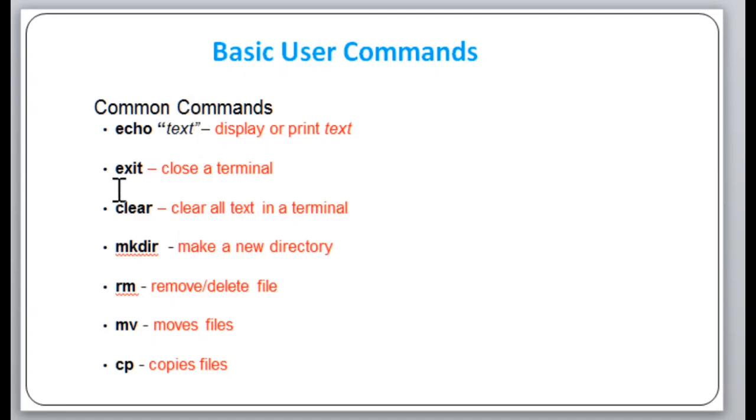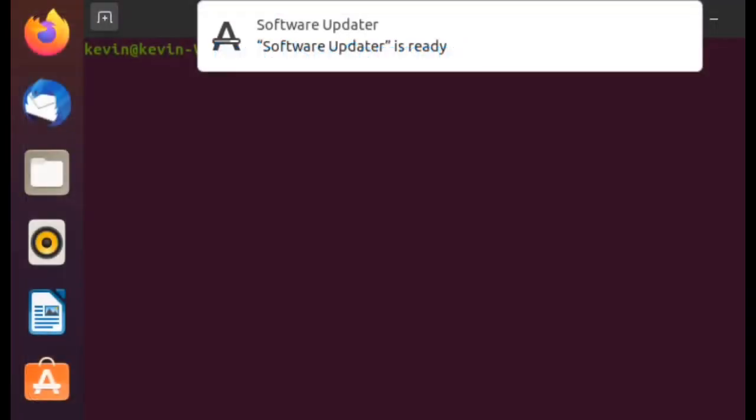Next we have exit, which is how you close the terminal. We have clear, which is going to clear all text in the terminal, or we can do Control L as a shorthand for that. We have mkdir, or make directory, which makes a new directory. We have rm, which will remove or delete a file. We have mv, which will move files, and we have cp, which will copy files. Let's go ahead and head to VirtualBox here. You guys can follow along with me if you'd like.